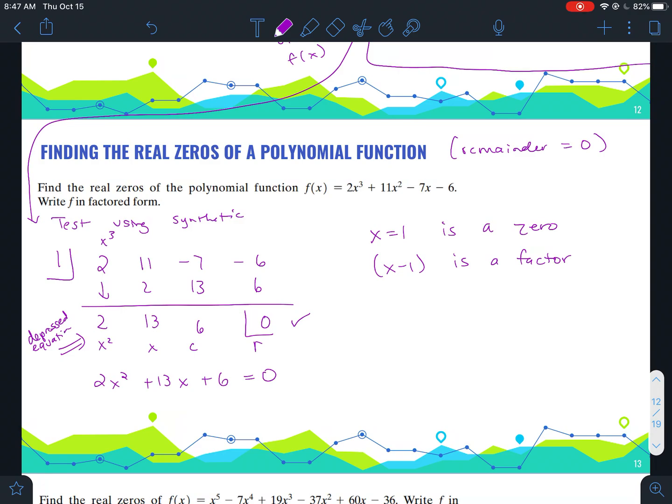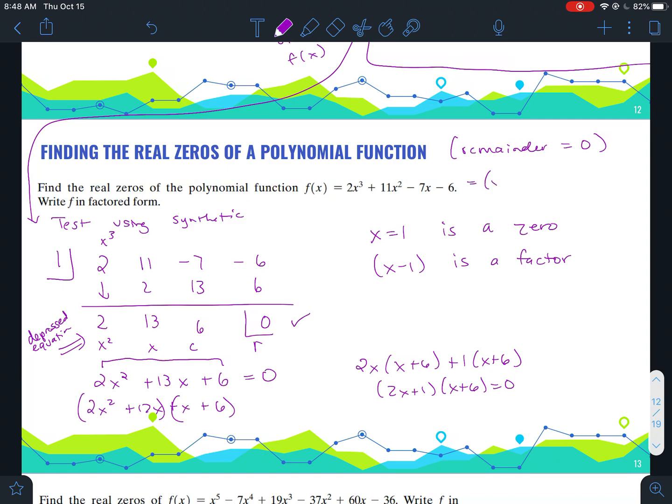Well, now if I try and solve this, this is going to give me my other zeros. So can I multiply to 12 and add to 13? Yes. So I'm going to break up that middle term into 2x squared plus 12x plus 1x plus 6, and then I'm going to factor by grouping. So I'm going to pull out a 2x, and I would get x plus 6, and I'm going to pull out a 1, and I get x plus 6. So I get 2x plus 1 times x plus 6 equals 0. So that means that this polynomial factors into x minus 1, that was the first factor we found, and then 2x plus 1 and x plus 6.